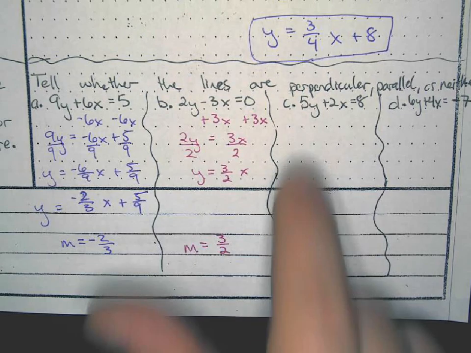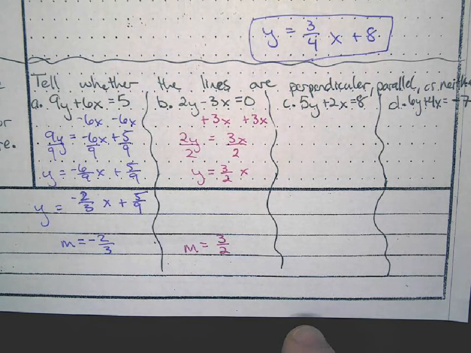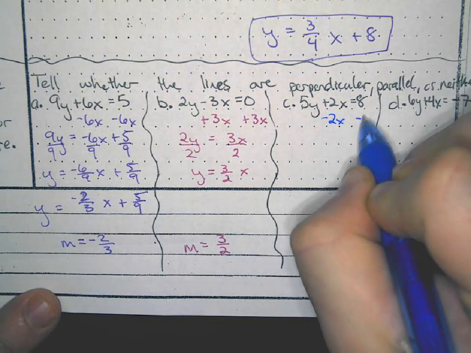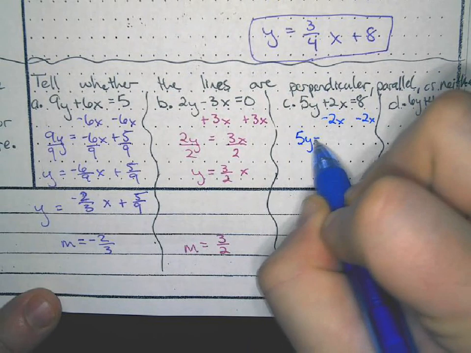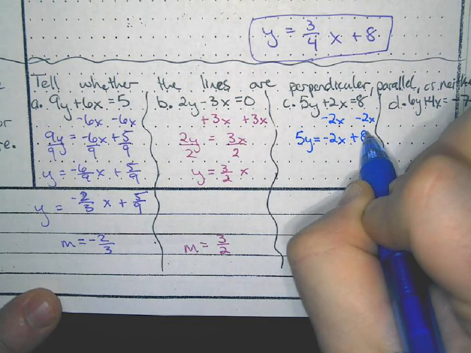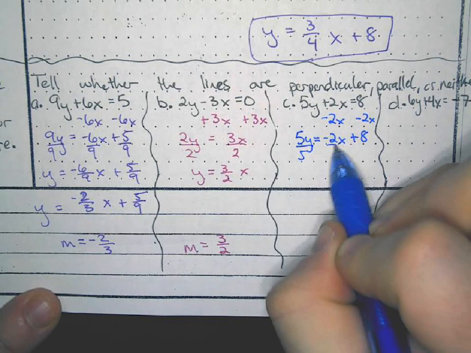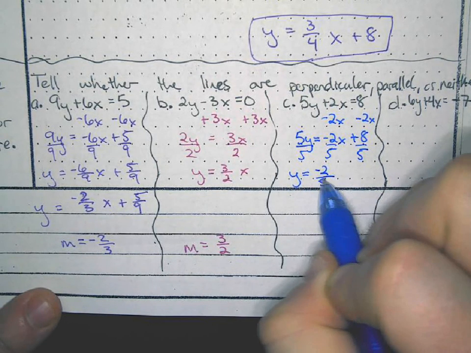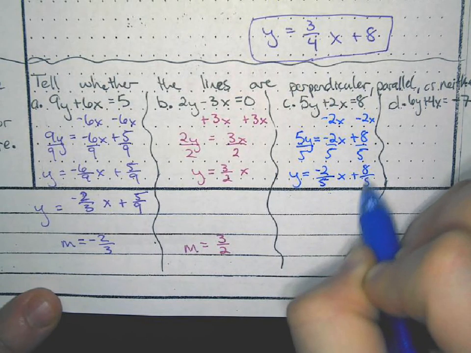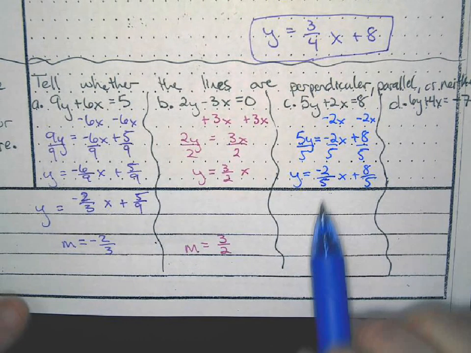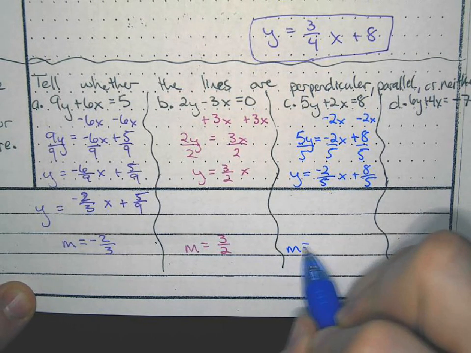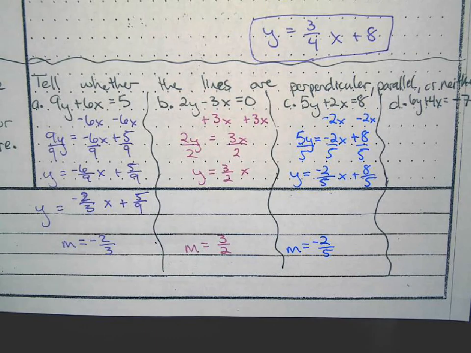Now let's look at letter C. Again, we're going to solve for y. We're getting y all by itself. So we'll subtract 2x from both sides, and we have 5y equals negative 2x plus 8. Divide everything by 5, and we get y equals negative 2 over 5x plus 8 over 5. Looking at that fraction that's right in front of x again, I get m equals negative 2 over 5.